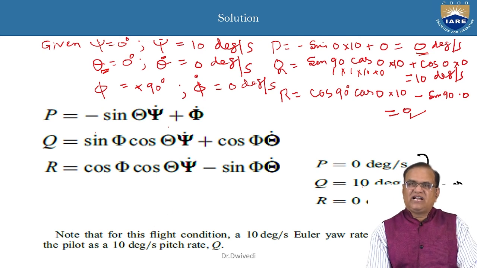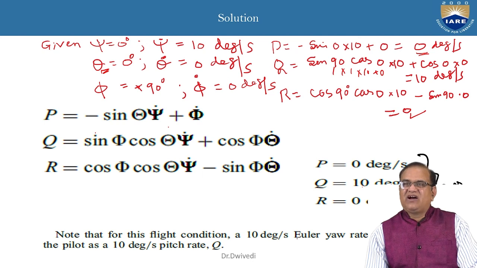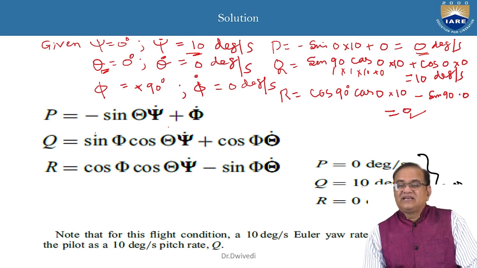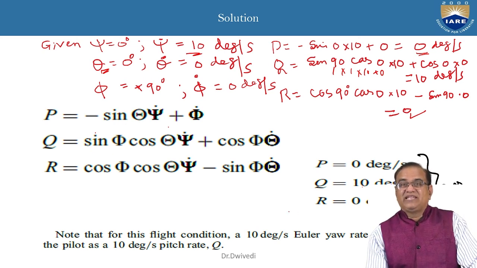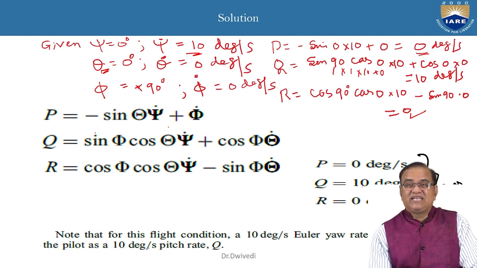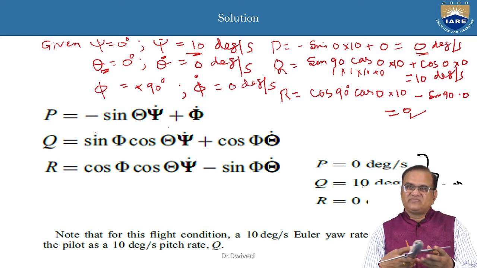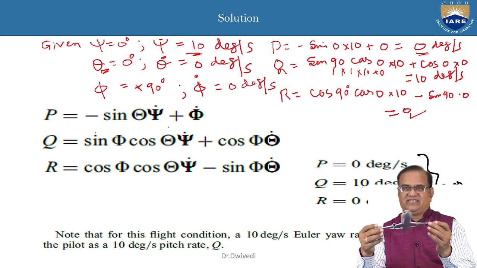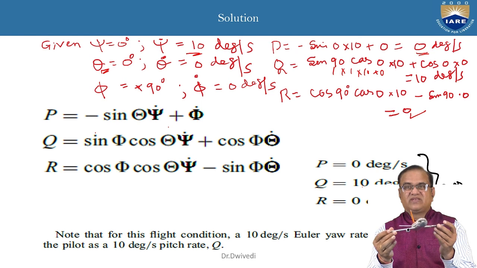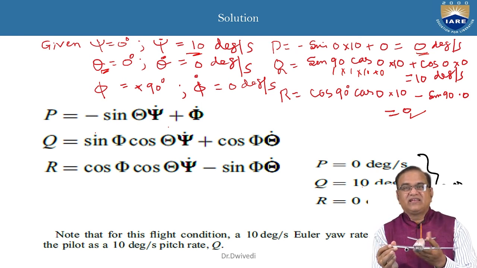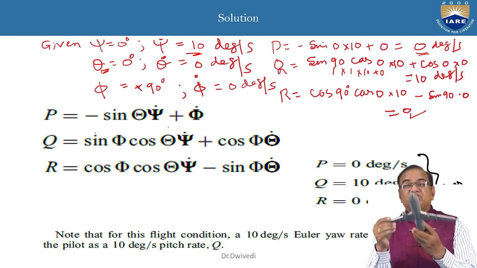Note that for this flight condition, a 10 degree per second Euler yaw rate psi dot is felt by the pilot as a 10 degree per second pitch rate. You see, a very nice result. If you apply a yaw rate of 10 degree, the pilot will feel a pitch rate.